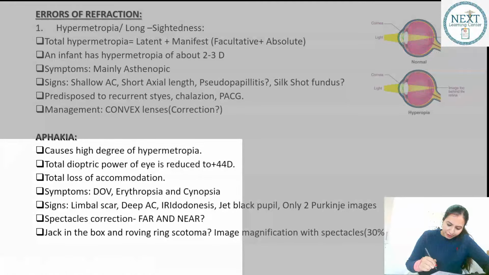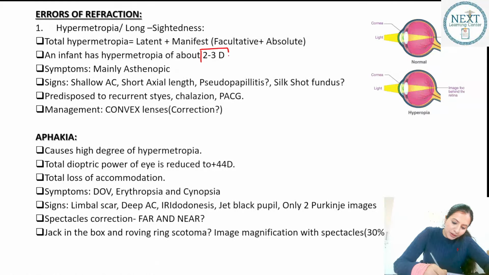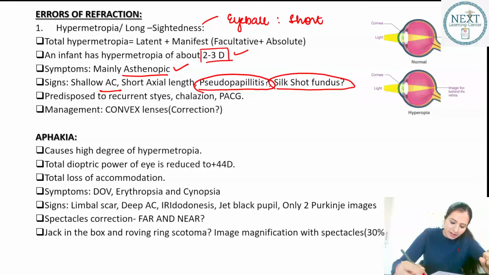Moving on to errors of refraction. Hypermetropia, and you will know that an infant is hypermetropic by 2 to 3 diopters. Hypermetropia is also known as long-sightedness. So basically the eyeball is short in this. Symptoms are mainly going to be asthenopic, such as headache. The patient will have headache, difficulty in focusing for near. Signs will be shallow AC and pseudopapillitis or the silk sheen fundus. A patient of hypermetropia is predisposed to recurrent styes, chalazion and angle closure.